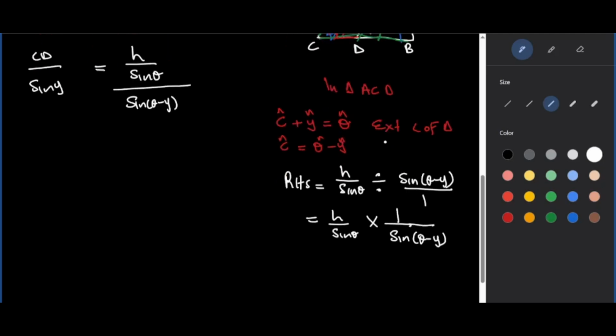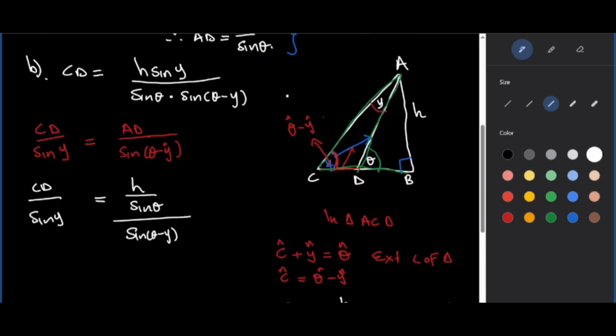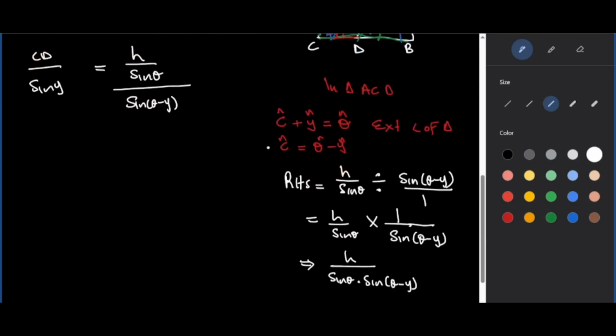Okay, yeah, I'm happy, sir. If we keep on solving the right hand side, we're going to have h on top over the sine theta times the sine of theta minus y. I think now you can see that we are almost getting the answer that we are looking for. This is what we need on the denominator: sine theta times sine of theta minus y. You understand? Let's substitute.